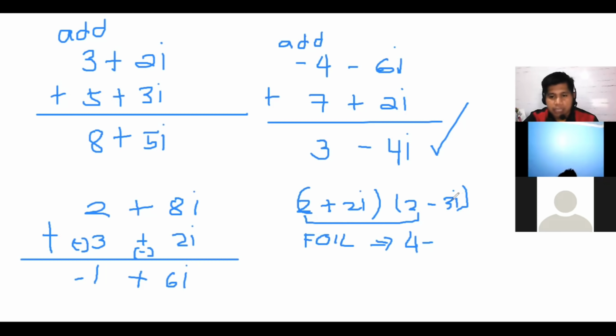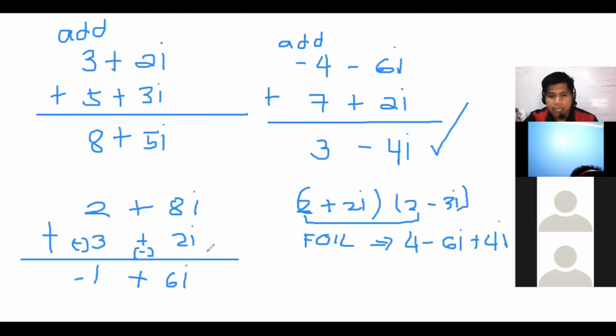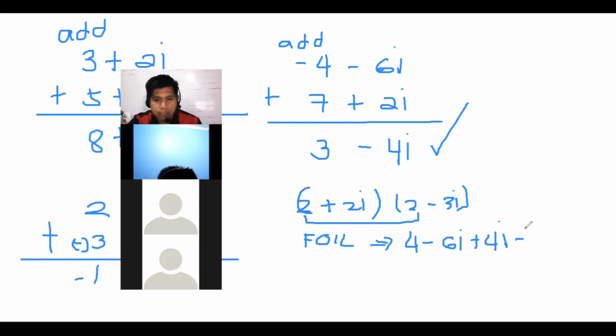So 2 times negative 3 is 6. Negative 6i. Correct, negative 6i. Then multiply the inner terms. You have your positive 2i and positive 2. So 2 times 2 will give you positive 4i. Okay? And lastly, your last terms. Positive 2i times your negative 3i. So 2 times 3 will give you negative 6i. If you are multiplying, children, you are adding their exponents. So i times i is i squared.